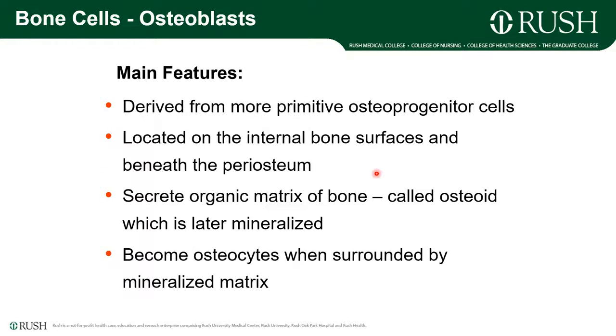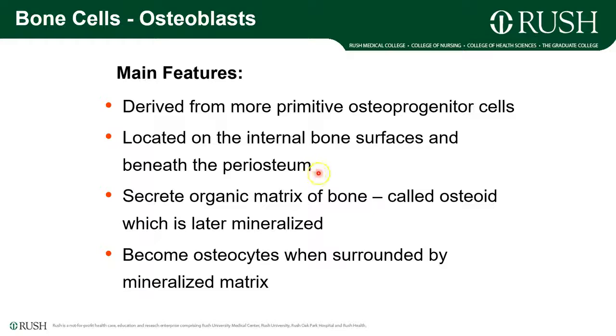So osteoblasts are derived from primitive osteoprogenitor cells, which themselves come from mesenchymal stem cells. Osteoblasts are located on the inner bone surfaces as well as on the outer part, which you will see underneath the periosteum. The word periosteum would be defined a little bit later.